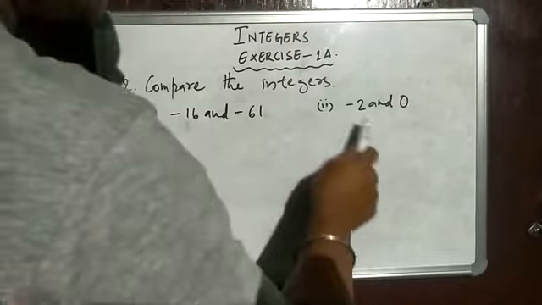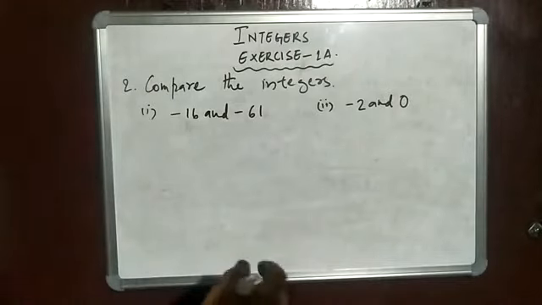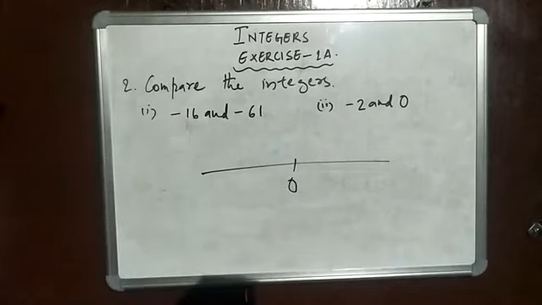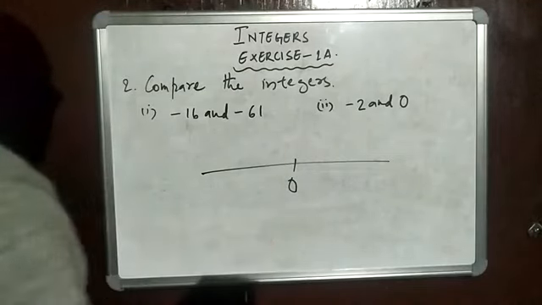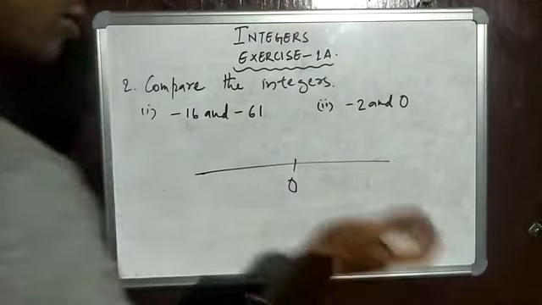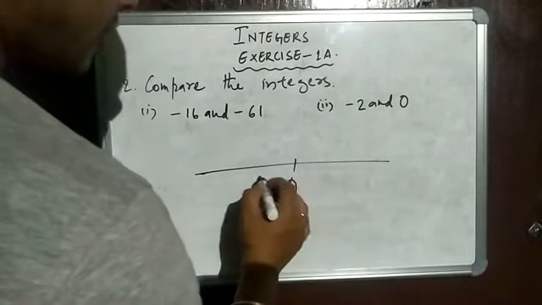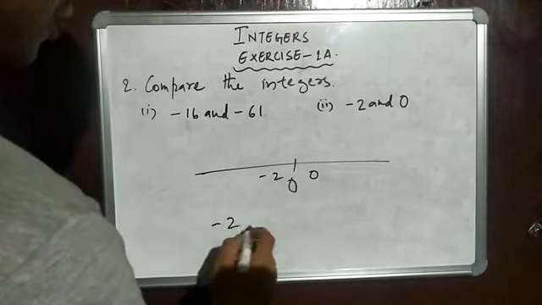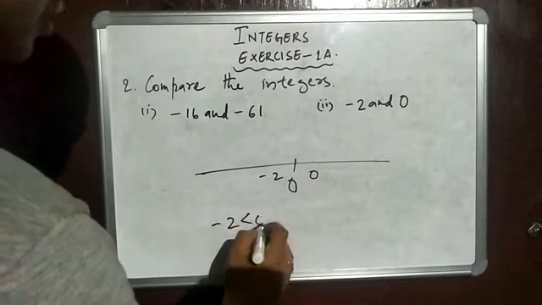Similarly, you can see in question number 2 that minus 2 and 0 are given. As I said in the previous question, 0 doesn't go with the minus sign or the plus sign, neither negative nor positive. So we'll just take 0 as a plus also and as a minus also. So minus 2 is here and 0 is here. So which one is bigger? Minus 2 is smaller than 0.